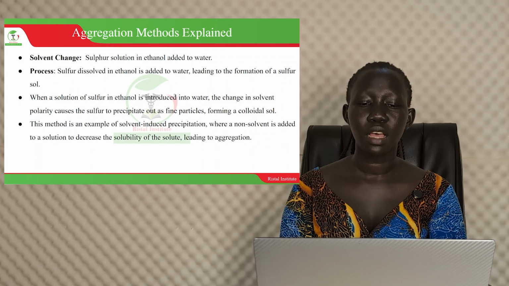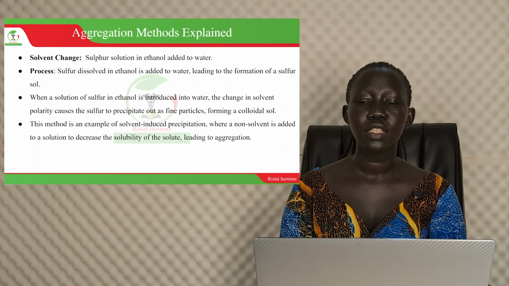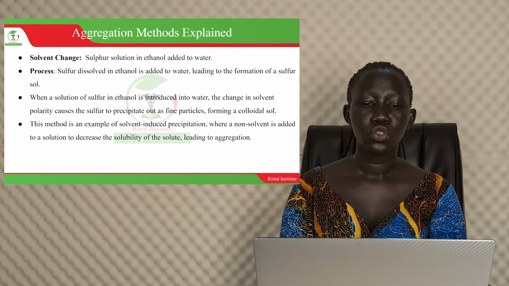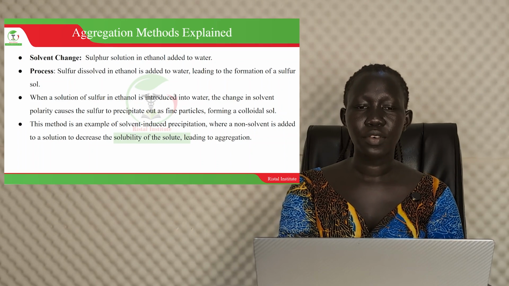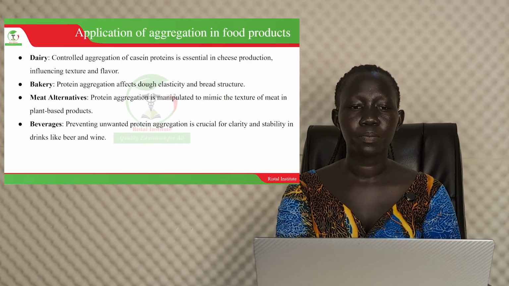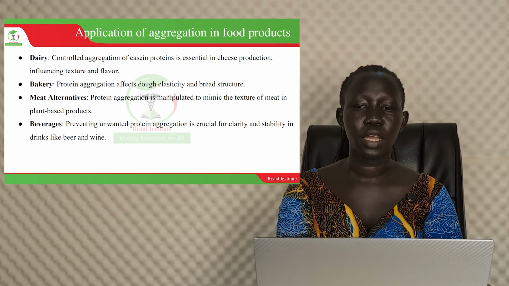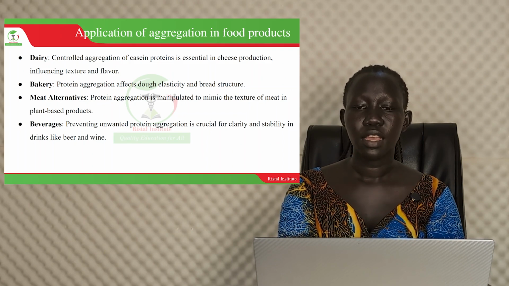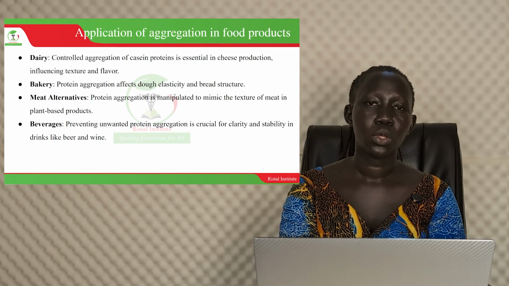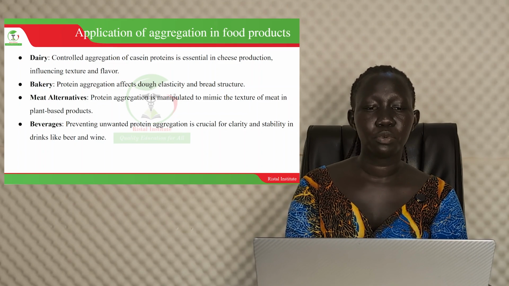And this method is an example of a solvent-induced precipitation, whereby a non-solvent is added to a solution to decrease the solubility of the solute, leading to aggregation. So these are the various aggregation methods explained. And how do we apply the various aggregation methods in food products? One, in dairy, controlled aggregation of casein protein is essential in cheese production, and this will influence the texture and the flavor of the cheese that is produced.